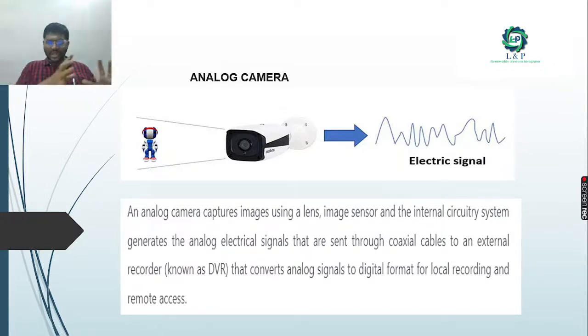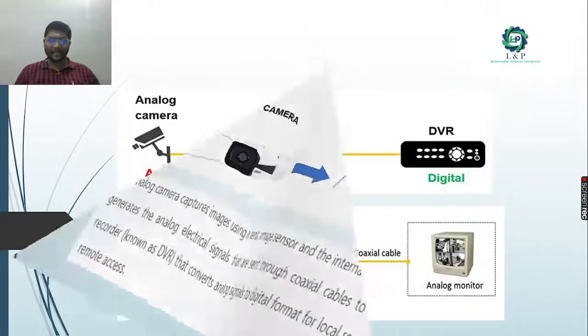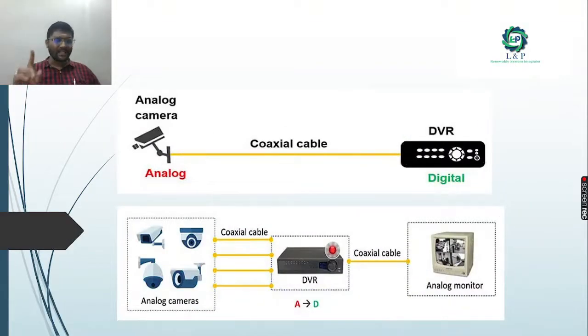It is a device which captures the images using a lens. It has an image sensor and an internal circuitry system which generates the analog electrical signal that is sent through the coaxial cable to the recorder, that is the DVR. The DVR is a device which converts this existing analog signal to digital format for recording and remote access purposes. So as I told earlier, if you are using an analog camera, then you need to use coaxial cables.